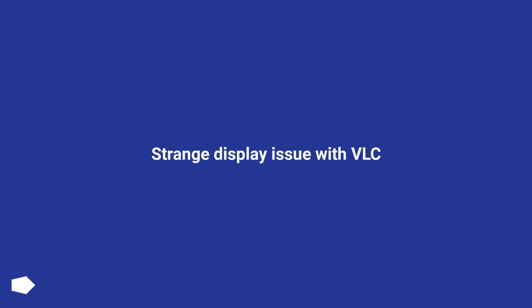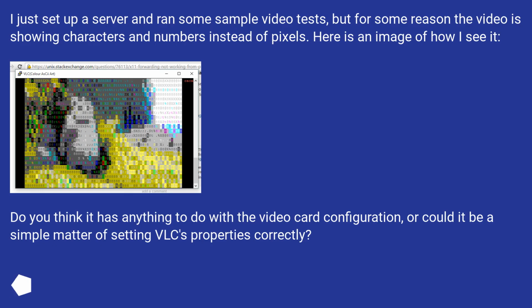Strange display issue with VLC. I just set up a server and ran some sample video tests, but for some reason the video is showing characters and numbers instead of pixels. Here is an image of how I see it.